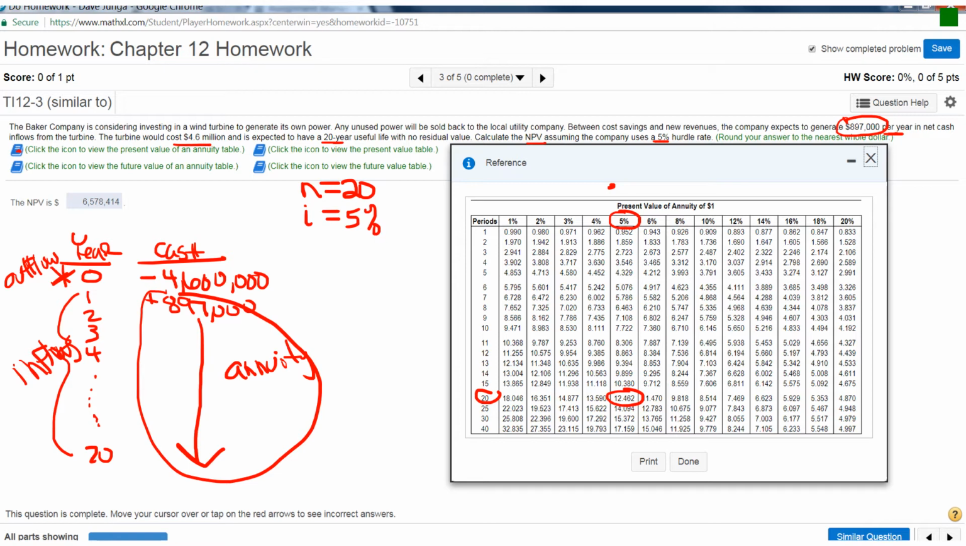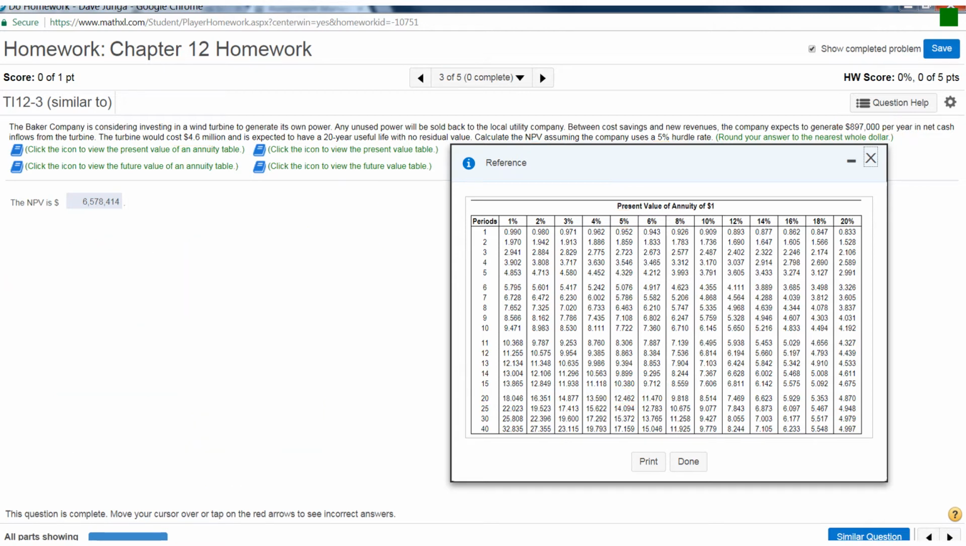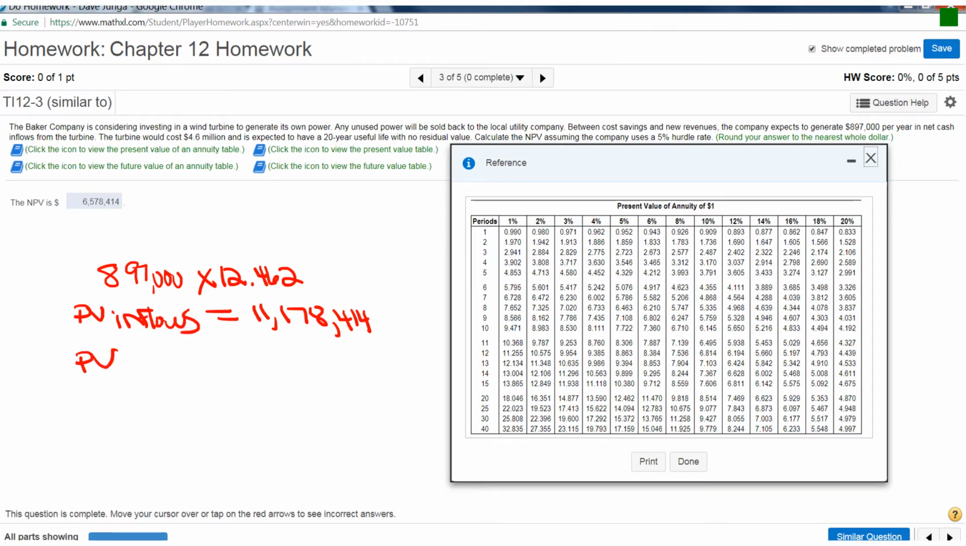So when we take that 897,000, I'm going to go now and clear this. So when we take the 897,000 and multiply this by your table factor of 12.462, here's the number it's going to give you. That's $11,178,414. So that's your present value of your cash inflows, and of course the present value of your outflows, which is today's dollars already, which is a negative $4,600,000, because that is today's dollars.